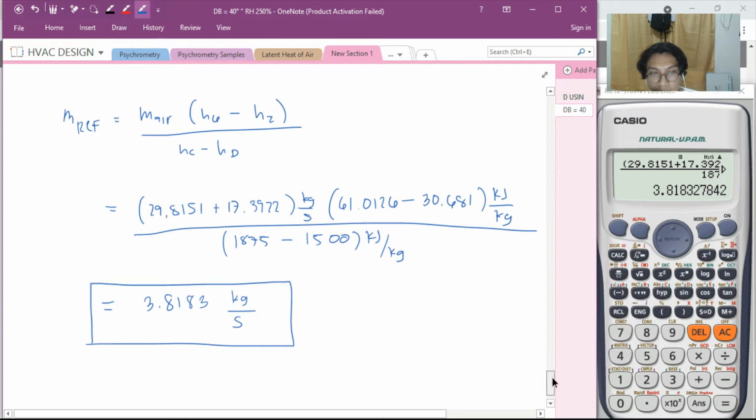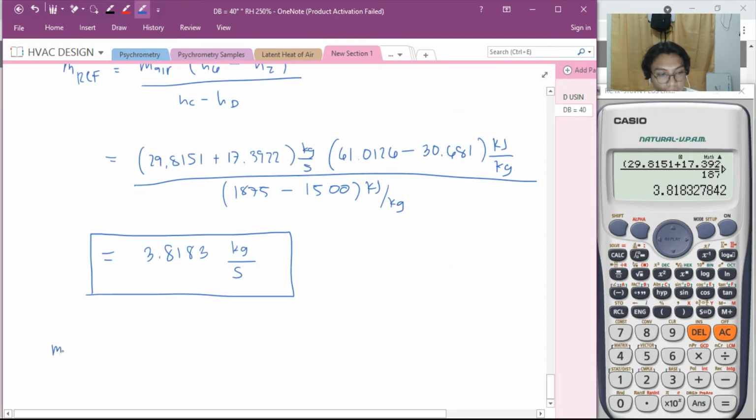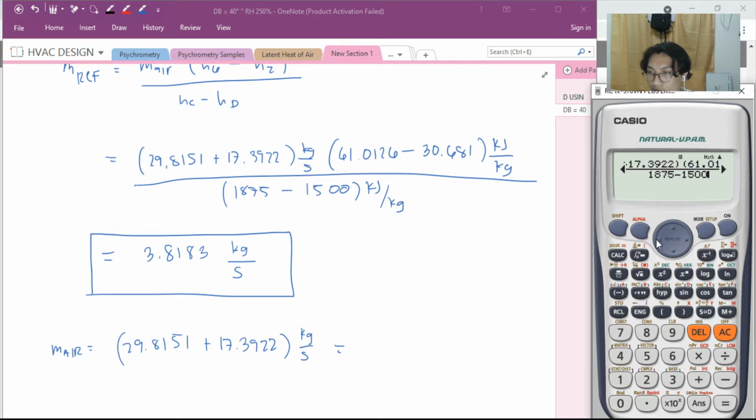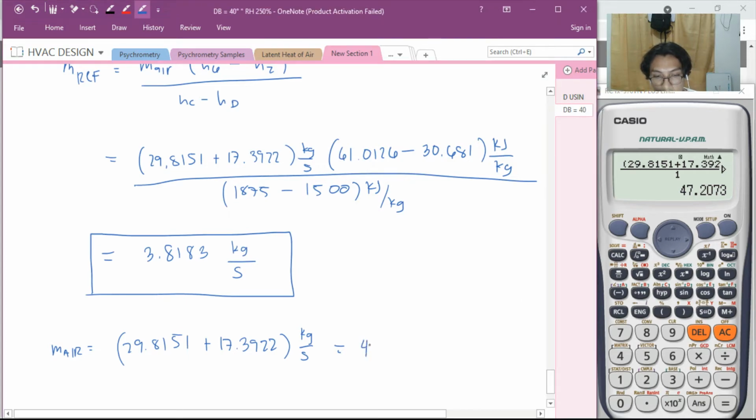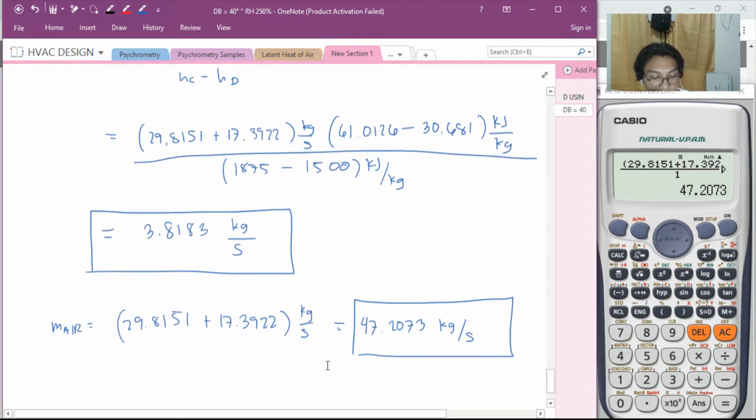How about the mass ni air? The mass ni air is 29.8151 plus 17.3922 kilogram per second. That is equal to, delete ko na lang yan. O, gawin ko na lang 1. Delete ko ito para ma-solve ko. Hindi na ako pabalik-balik. That is 47.2073 kilogram in every second of air that is introduced to the system.